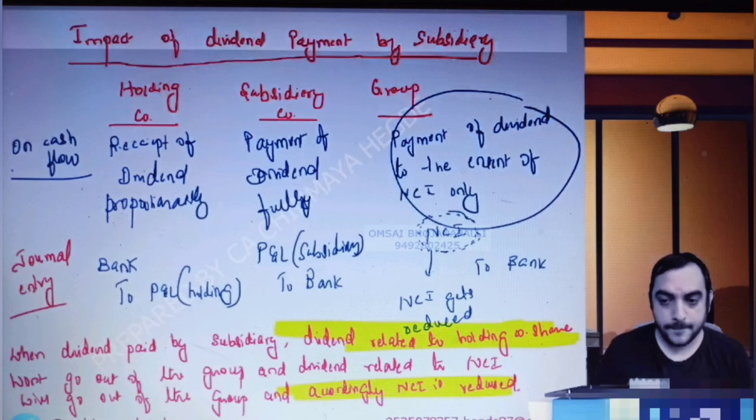Yes, the payment of dividend, let's say 1 lakh, happens, and the dividend received by the holding company will be, let's say, 80,000. So 1 lakh paid, 80,000 received, adjustments happen. The balance 20,000 will still go out of the group. So for the subsidiary, payment of dividend is in full.